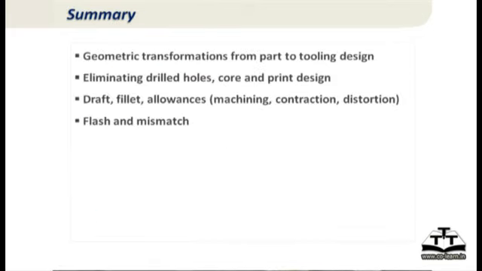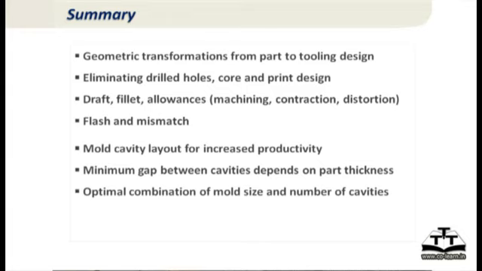Okay. So to summarize this session, we looked at different transformations from part design to tooling design through draft, fillets, and various allowances. And after all the allowances, we find we have two more things, which is flash and mismatch, which makes life a little more difficult. But finally, your idea is that the difference between your design part and your final cast part should be minimum. That is your fidelity. And to improve productivity in the foundry, we make sure that the combination of the mold size and the number of cavities is optimized. So the metal to mold ratio should not be either too high nor too low. Both have to be optimized.